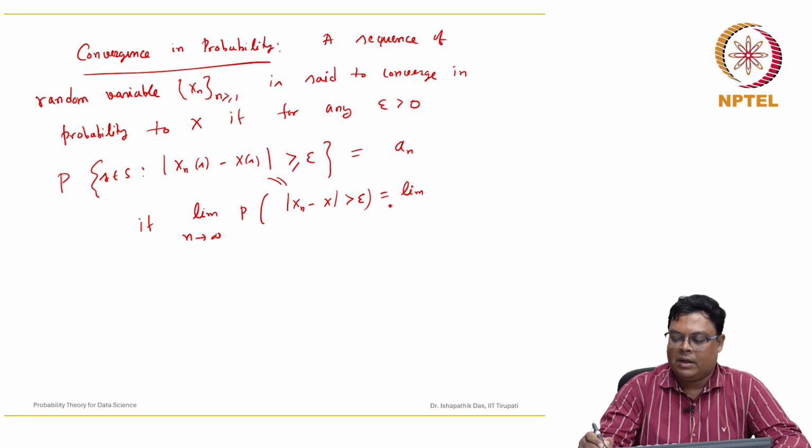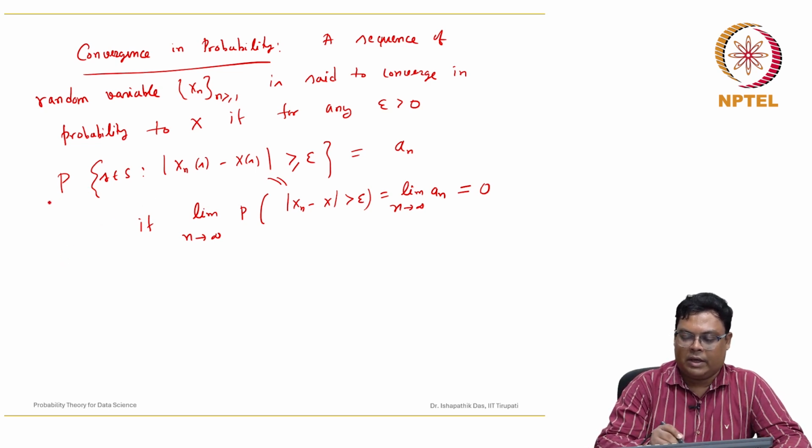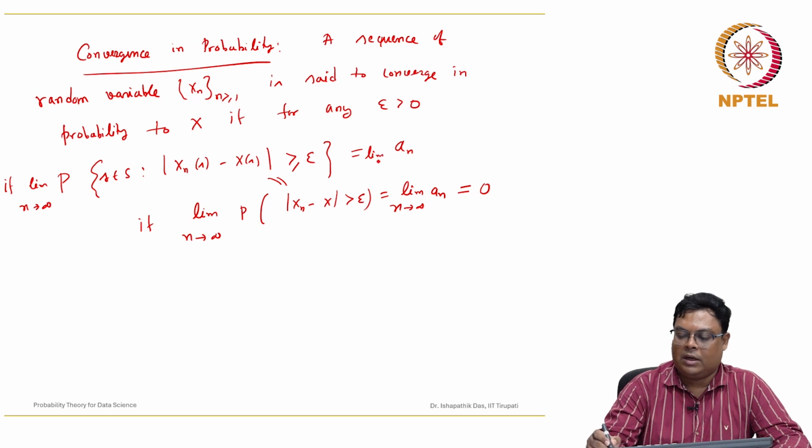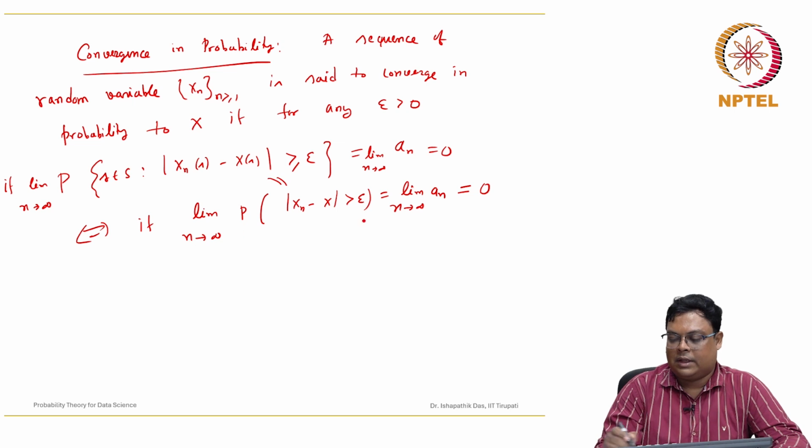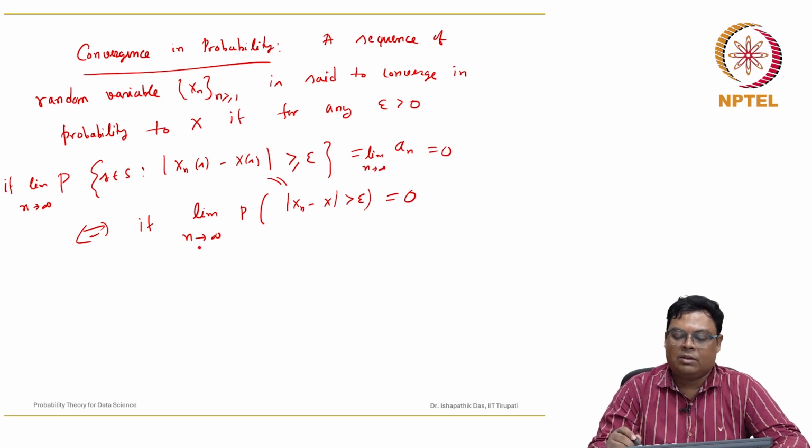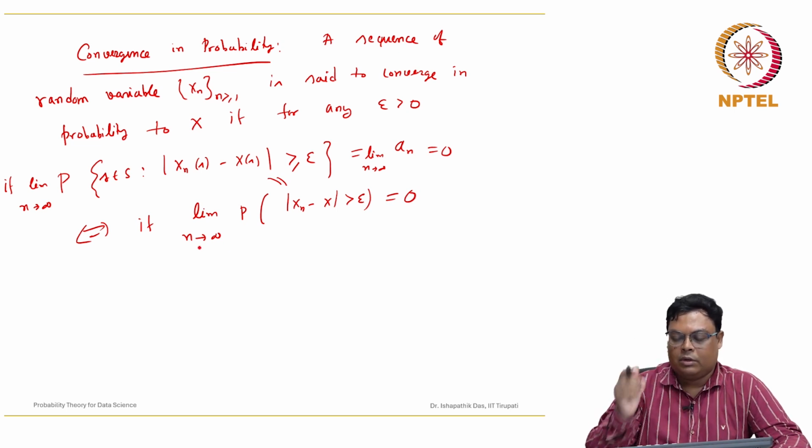Now, this n becomes a sequence of real numbers, limit n goes to infinity an. If this probability goes to 0, that is, for any epsilon greater than 0, limit n goes to infinity of the probability that |xn minus x| greater than epsilon is equal to 0, then we say that xn goes to x in probability, converging in probability.